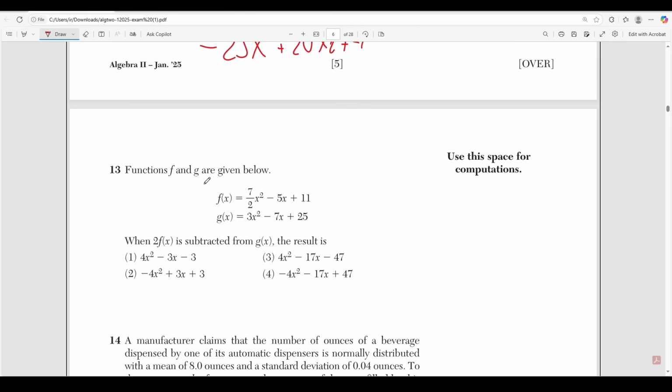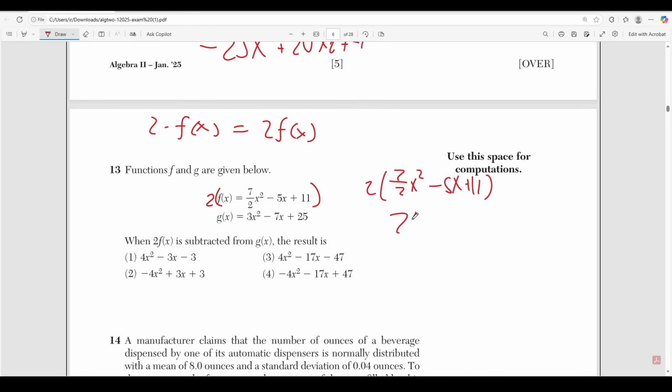All right. Number 13 says, when 2 times f of x is subtracted from g of x, what's the result? So we're taking 2 times f of x, okay? That means that we're multiplying this entire thing by 2. So if I multiply this whole thing by 2, I have 2 times 7 over 2 times x squared minus 5x plus 11. This is going to turn into 7x squared minus 10x plus 22.